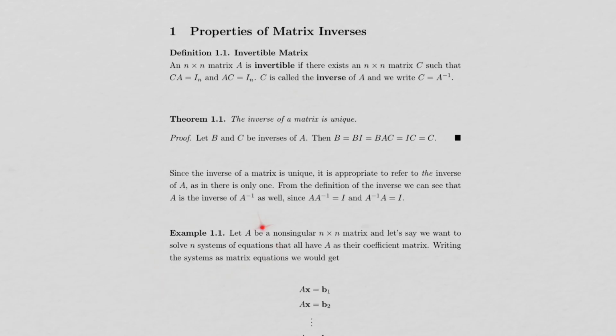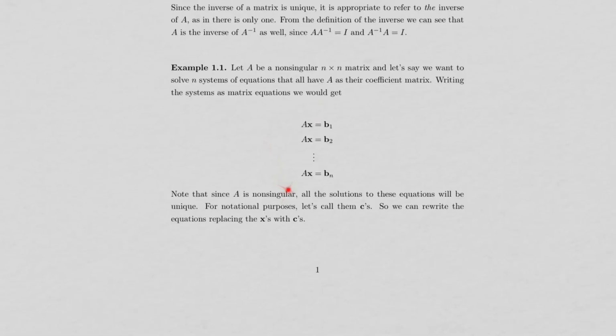We have an example here that I'm not going to go through all the details of. Make sure you read this in the lecture notes. But it essentially talks about solving n matrix equations all at once. So if I have Ax equals b1, b2, down to bn, A is the same coefficient matrix, but the constant vectors are different in every case.